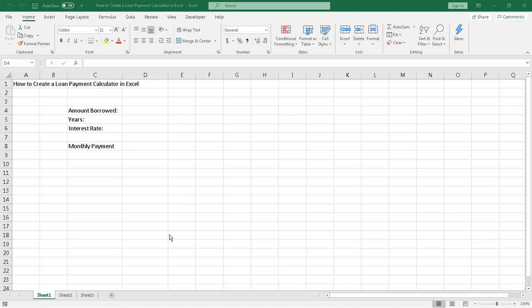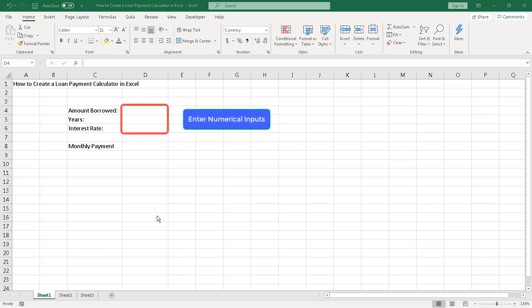I have entered amount borrowed, years, interest rate in cells C4 to C6, and I have entered monthly payment in cell C8. This simple loan calculator will have three initial inputs entered in cells D4 through D6.